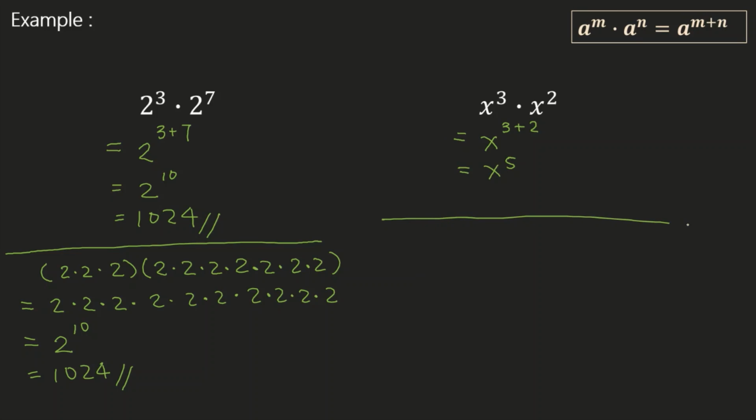Now again, let's use a different method and compute it, to see if we get the same answer. So x to the third is 3 x's multiplied together. Then we have multiplied by x squared, which is 2 x's multiplied together. Taking out the parentheses, we have 3 x's followed by 2 x's. And altogether, these are 5 x's multiplied together. So that's x to the fifth. Okay, so we have the same answer.